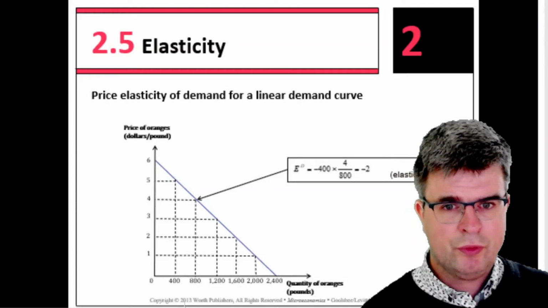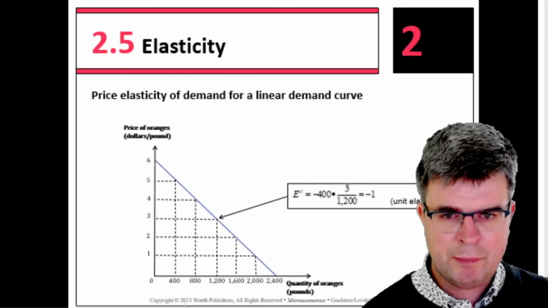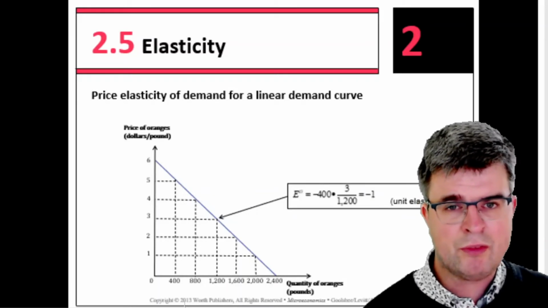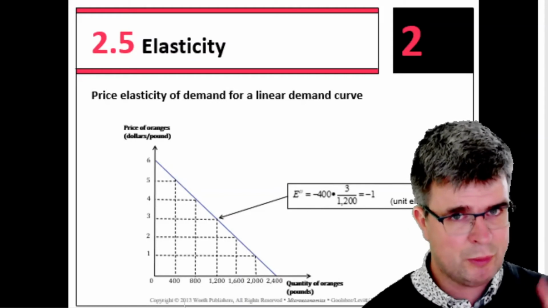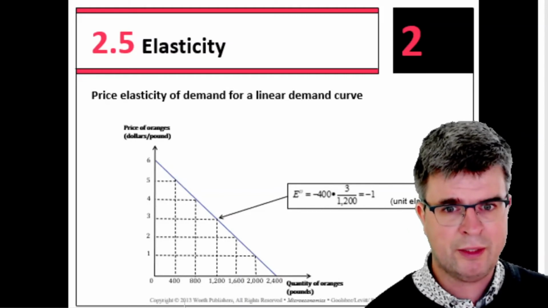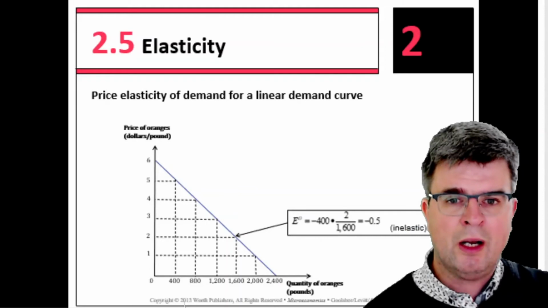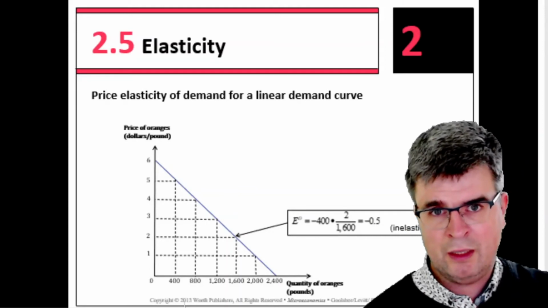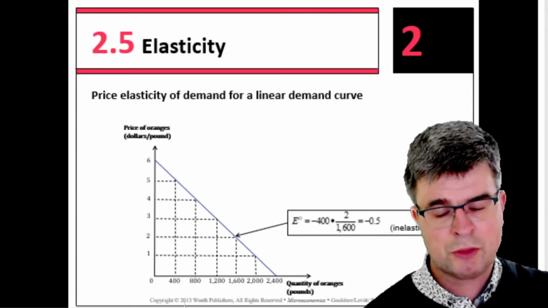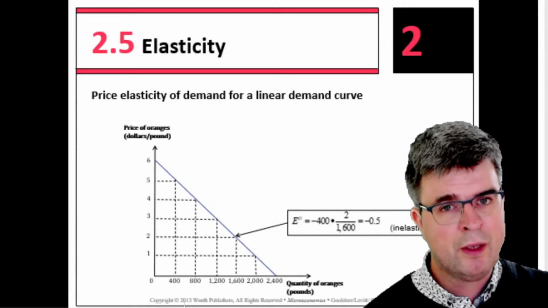Now we can move further. Then halfway down the demand curve, we reach the point where we have unit elastic demand, but that's only one point in the entire curve. And if we move further down, we reach the part of the curve where the elasticity is smaller than 1 in absolute value. So we reach the point where demand is inelastic.